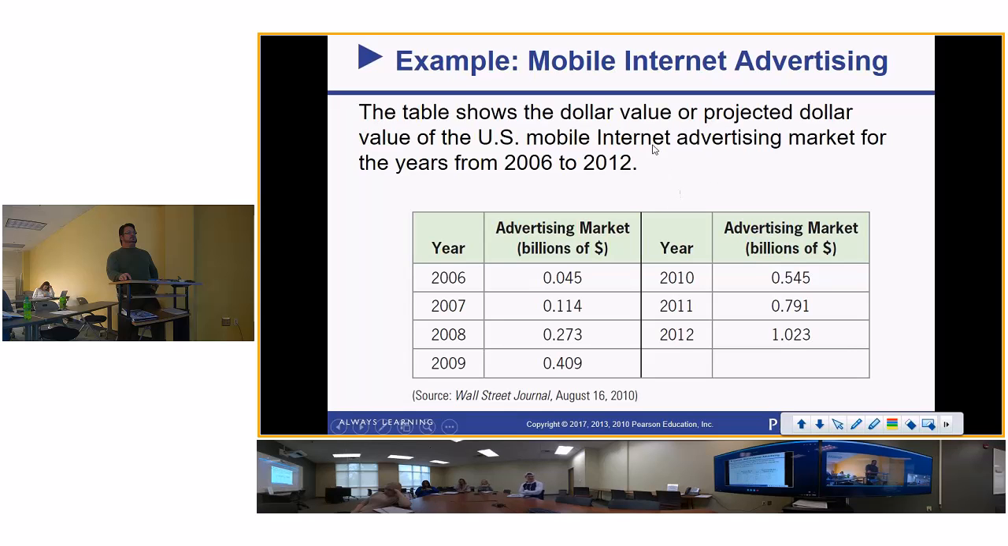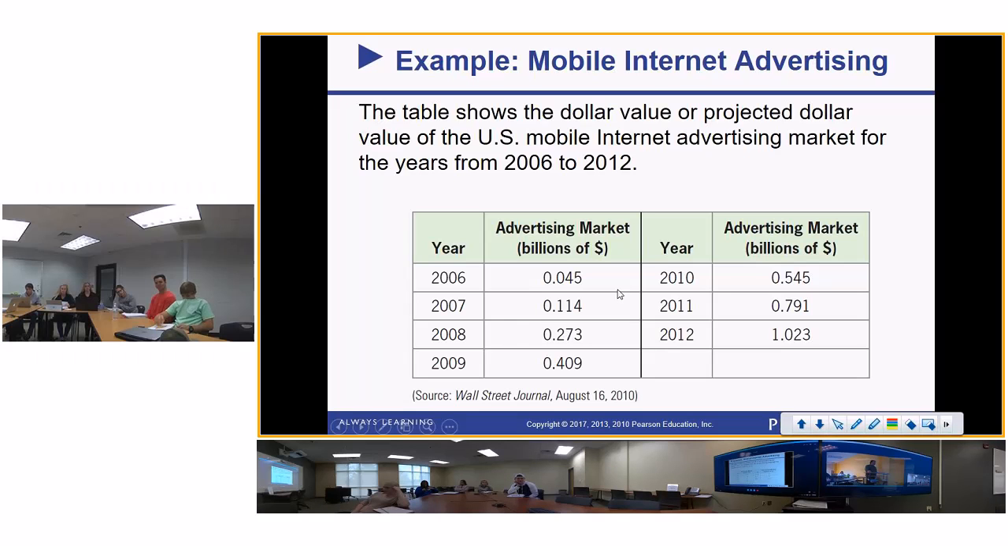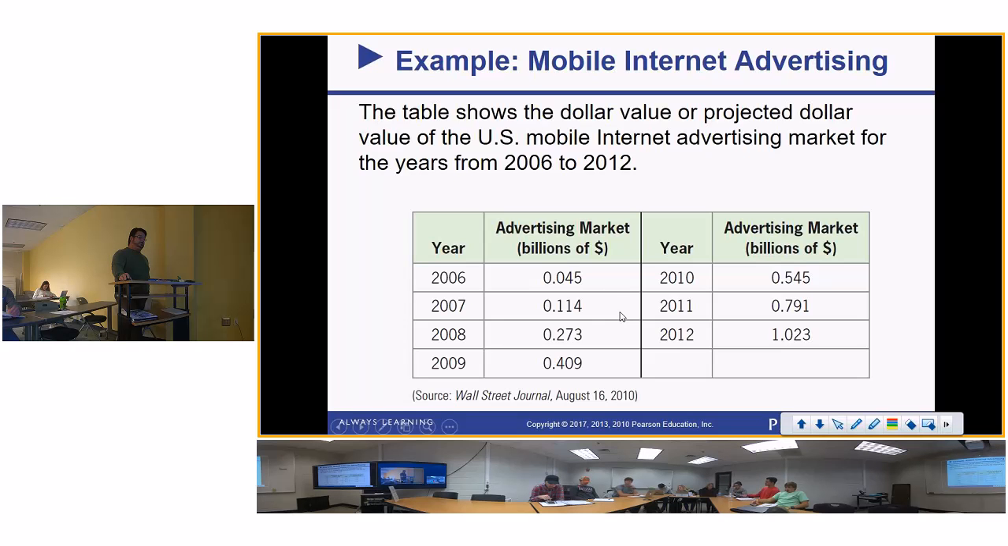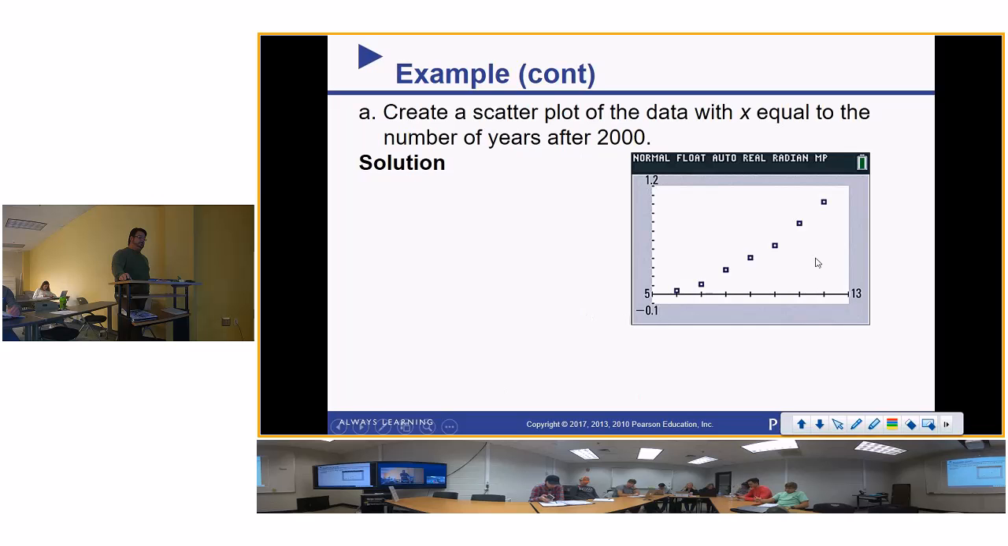Anyway, the table shows the dollar value or projected dollar value of the U.S. mobile internet advertising from 2006 to 2012. The first thing you're going to do when you see this is put it in the calculator. So you go to table or go to stat, edit, and put it in your table. That's the first thing you're going to do, and then it's going to plot.